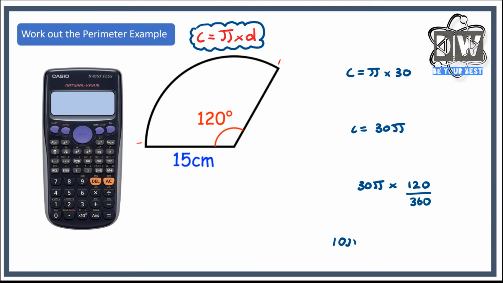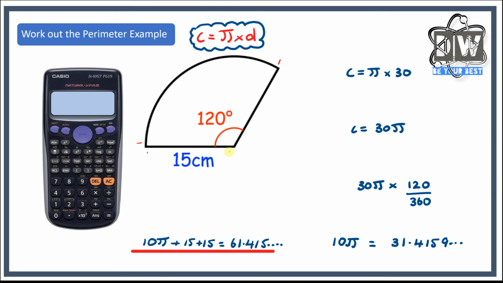That then ends up being 10 pi. Remember, as a whole number, we got this out as 31.4159, and so forth. But we're going to use that 10 pi. Okay, so 10 pi plus 15, which is from here to here, and then 15 from here to here, that's the second 15. And that gives us 61.415, or 61.42 to 2 decimal places.